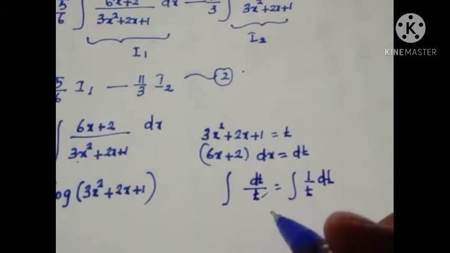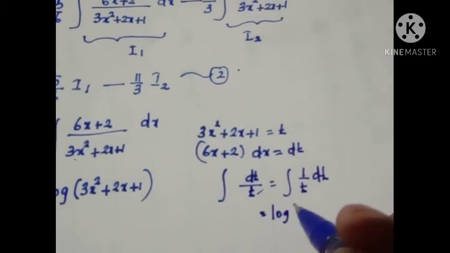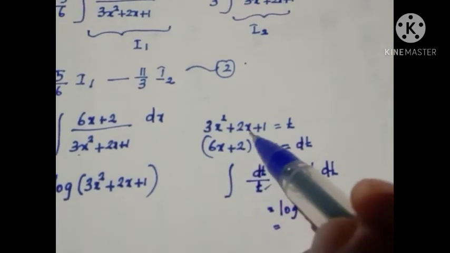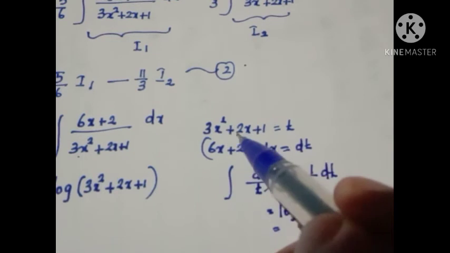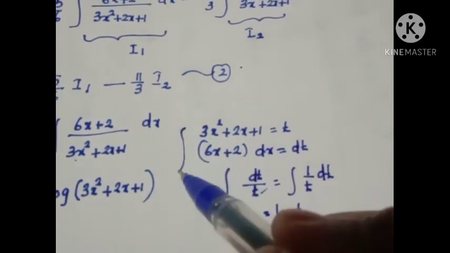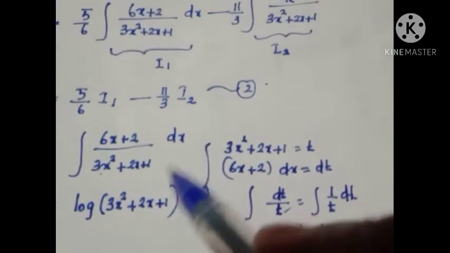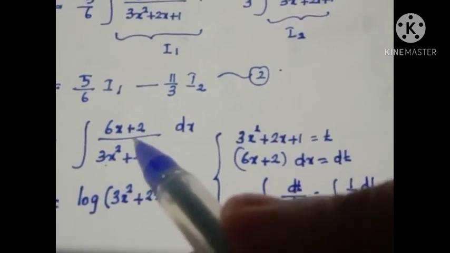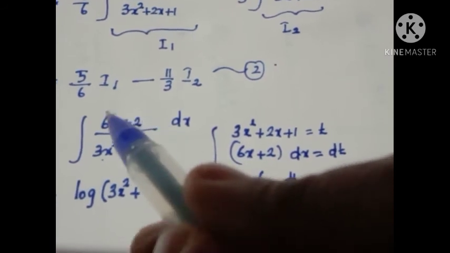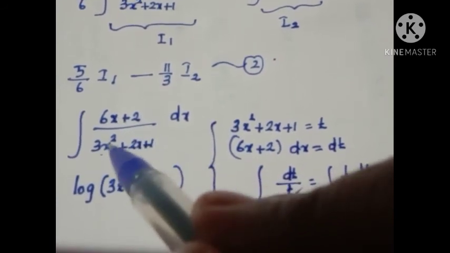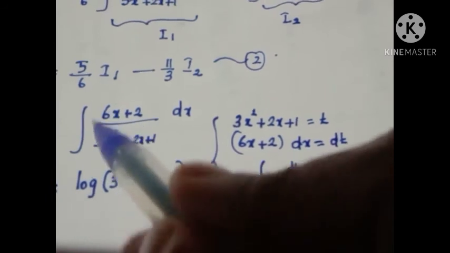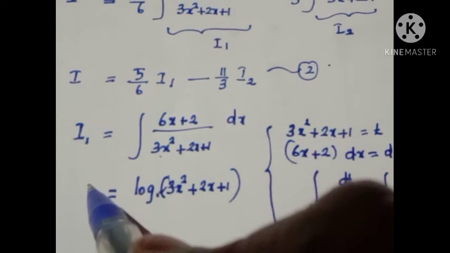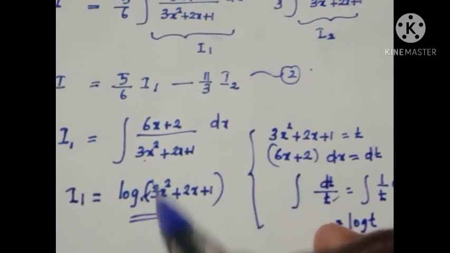What is integral of 1 by t? It is log t. Now what is t? t is 3x² + 2x + 1. Okay, so no need to write all these things. You just have a look here. Listen, if numerator is the derivative of denominator, then you can directly write its integral as log of the denominator. Okay, so this is our I1 obtained.